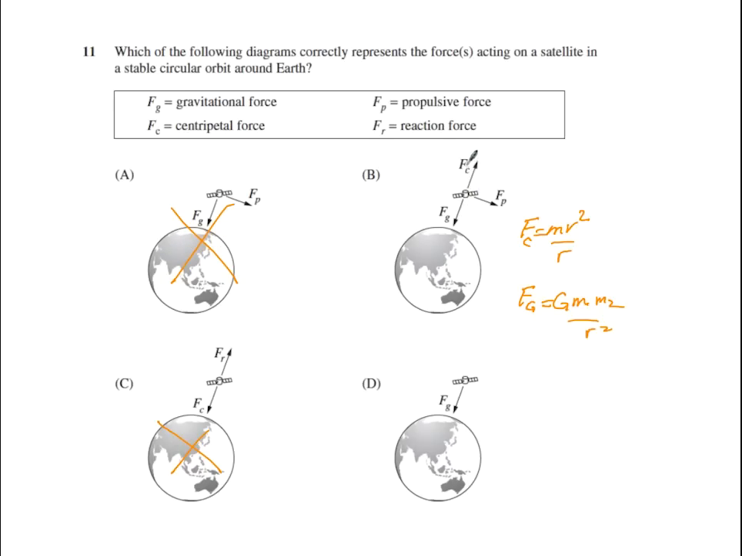Here, clearly, it has a centripetal force acting outwards. That straight away discounts B. The only force acting on my satellite, in this case, is the gravitational force. We could say that is equal to Fc, but we don't need to list it because Fg is Fc. So D is our only correct answer.